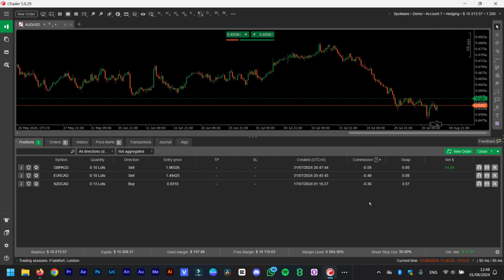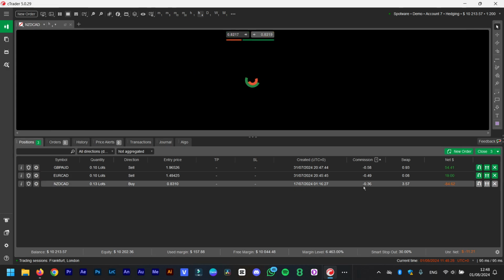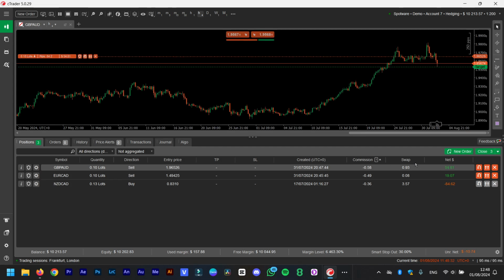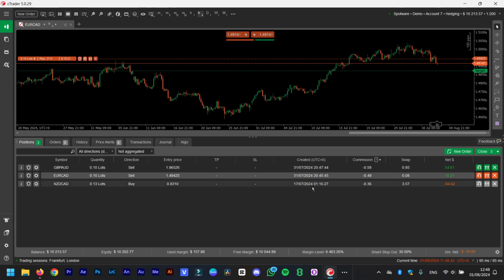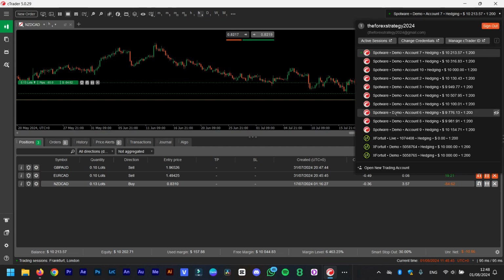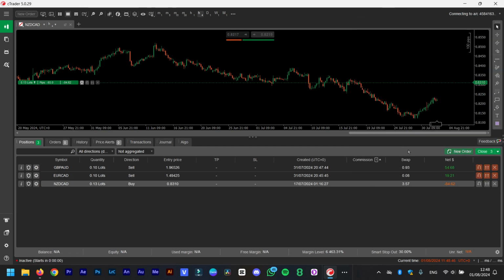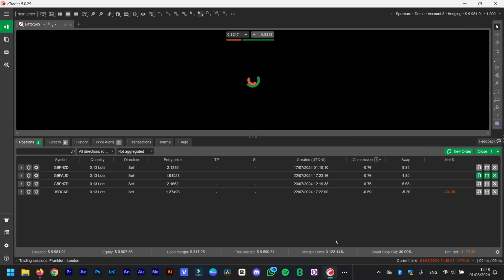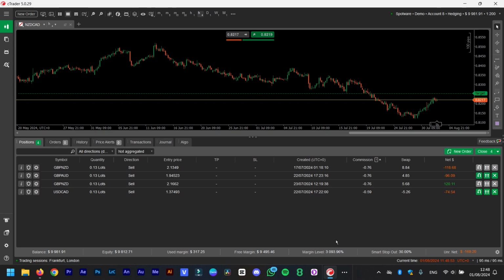Account number 7. Okay, so I opened that yesterday and it's already positive $54, but still I'm gonna wait a little more. And that was open yesterday too. So yeah, I might wait a little longer. Account number 8. Oh yeah, also margin levels at 6,000%. Okay, this one's at 3,000%. Account number 8.